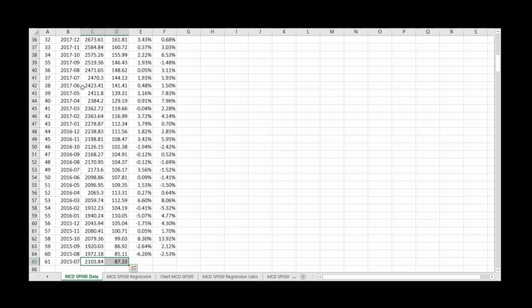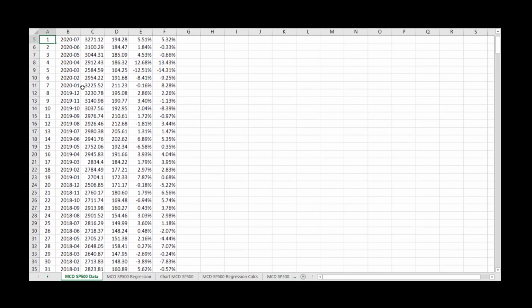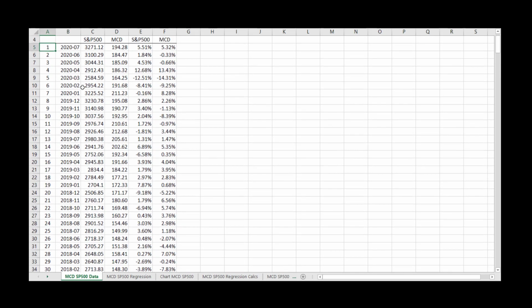So I have prices starting in July of 2015. This is the end of July 2015 through the end of July 2020. Now I'm doing this before the end of August. Since August hasn't ended, I can't compute the total return for the month of August, so I have to use the end of July. I pulled the prices from Yahoo, and I have the price every single month for the S&P 500 and every single price for McDonald's.